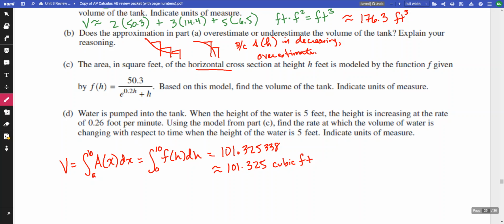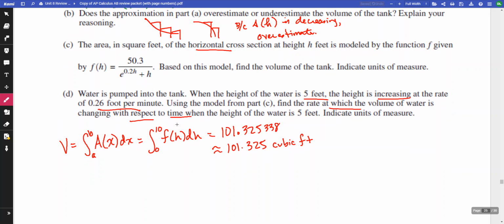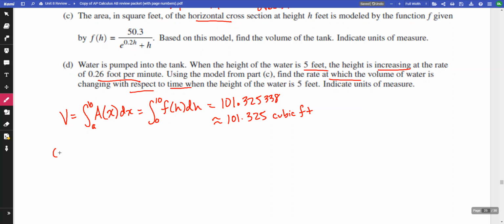Then we've got water being pumped into the tank. When the height of the water is 5 feet, the height is increasing at a rate of this number of feet per minute. Using the model from part C, find the rate at which the volume is changing with respect to time. All right. So for part D, we're working with related rates.